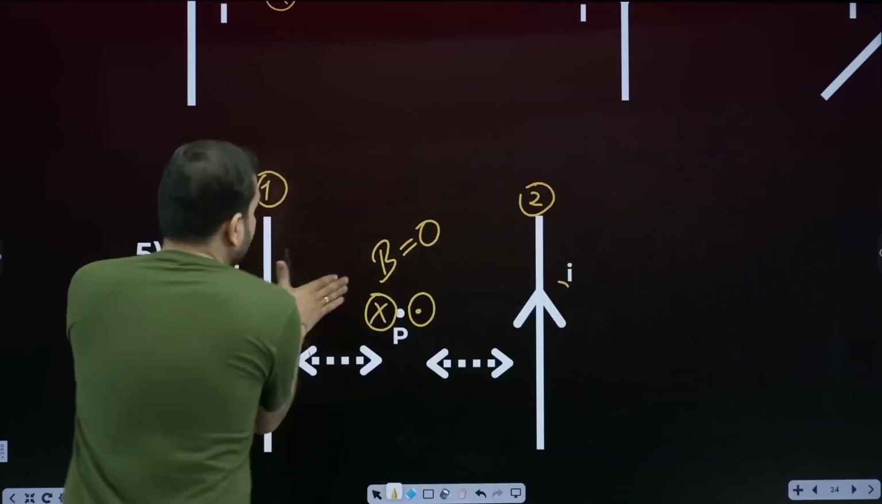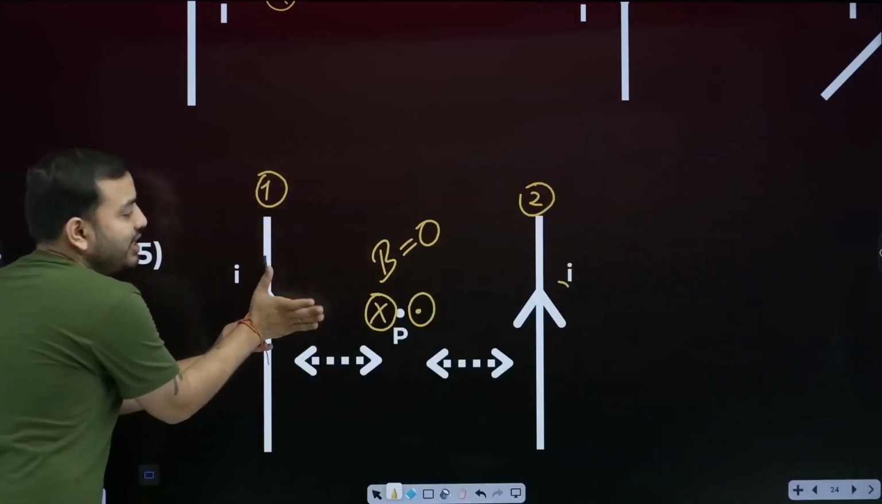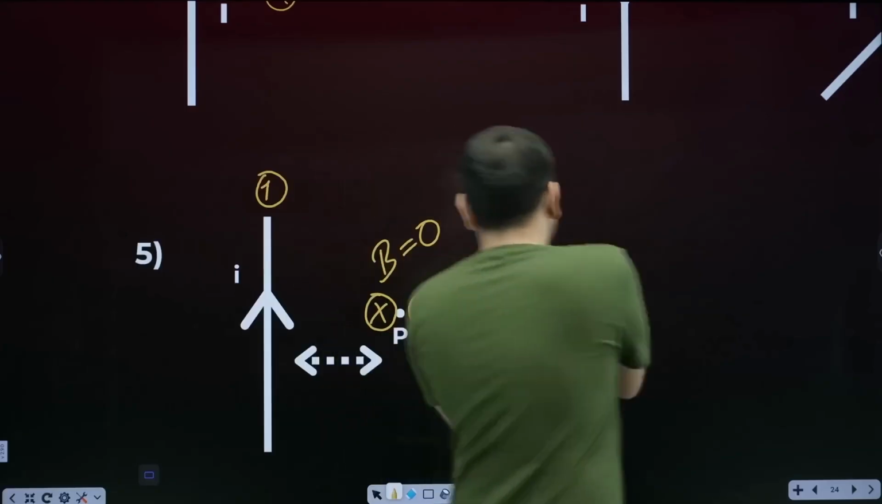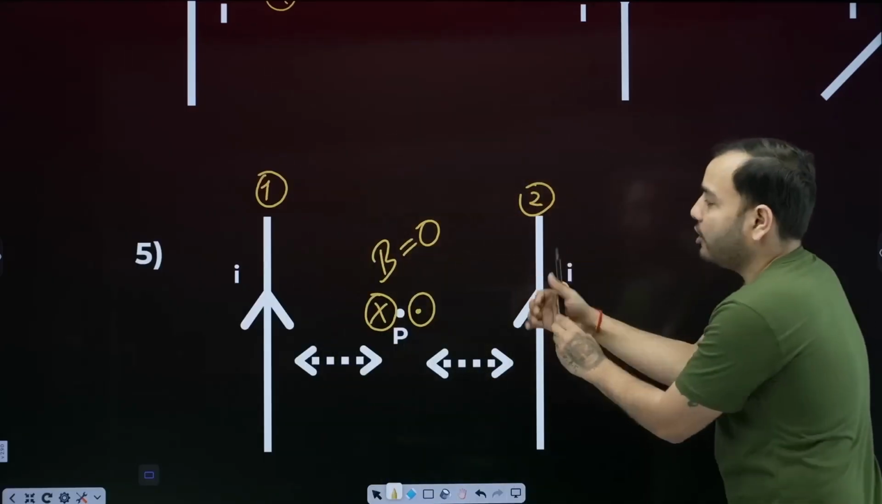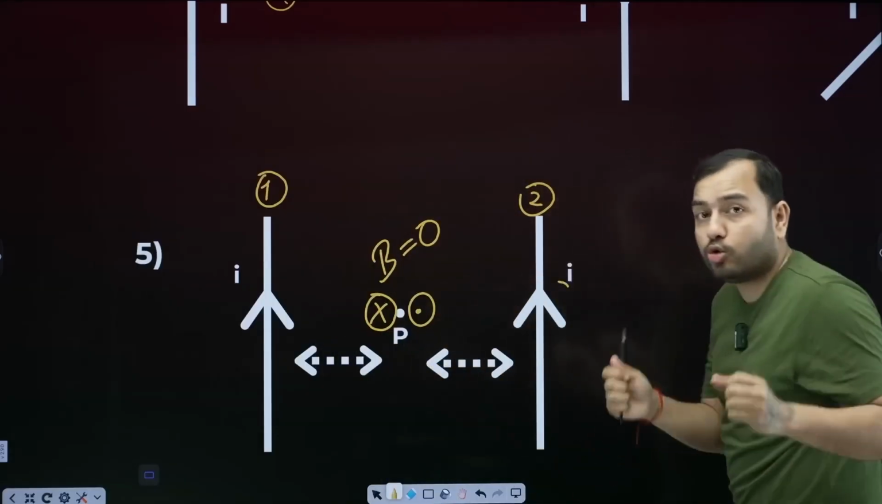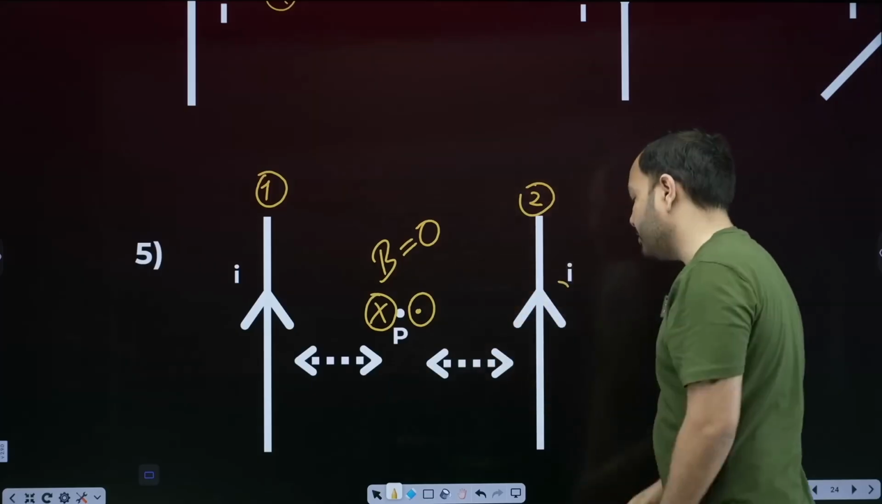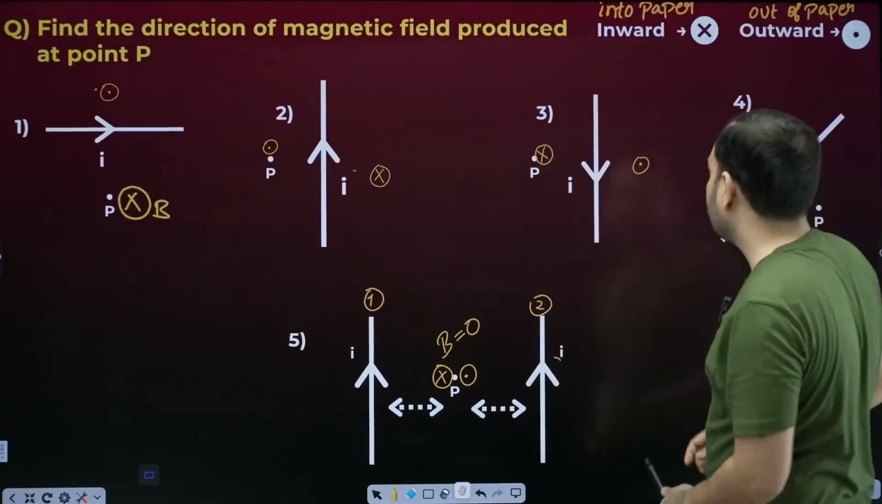This one will create magnetic field toward inside, inside, inside. And this outside, outside, outside. It is at an equal distance from both, so their effect will also be equal. Net magnetic field will be 0. Understood? Look at this one, the fourth one.